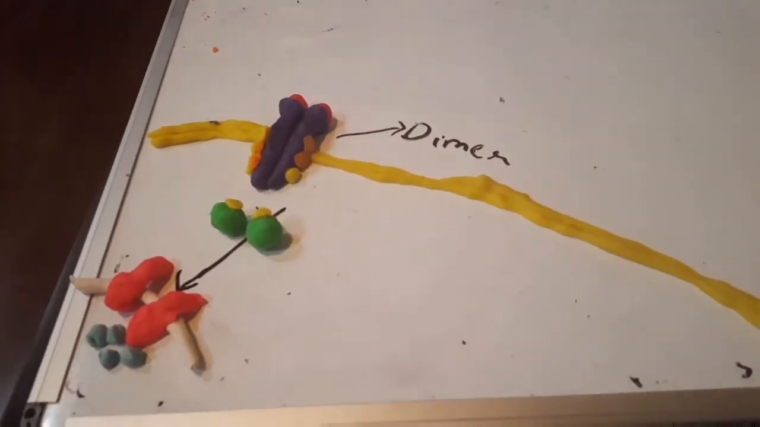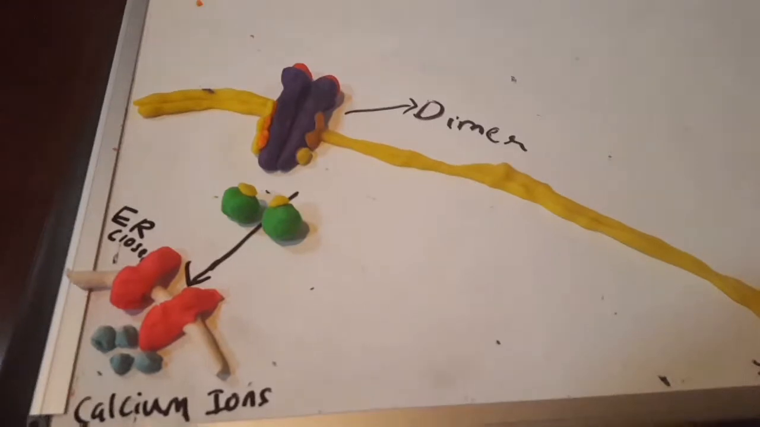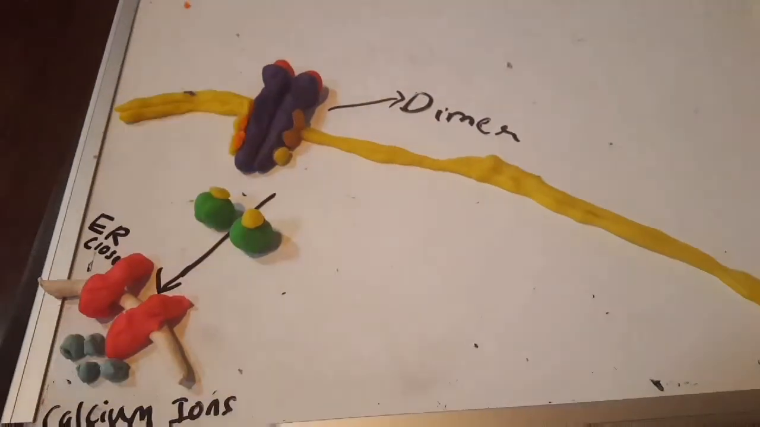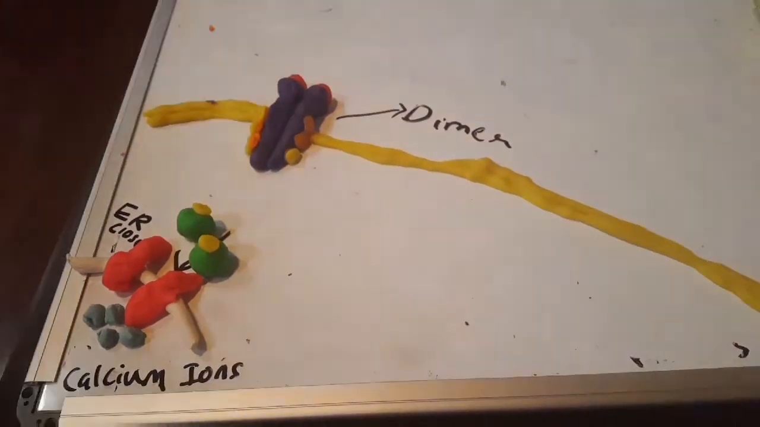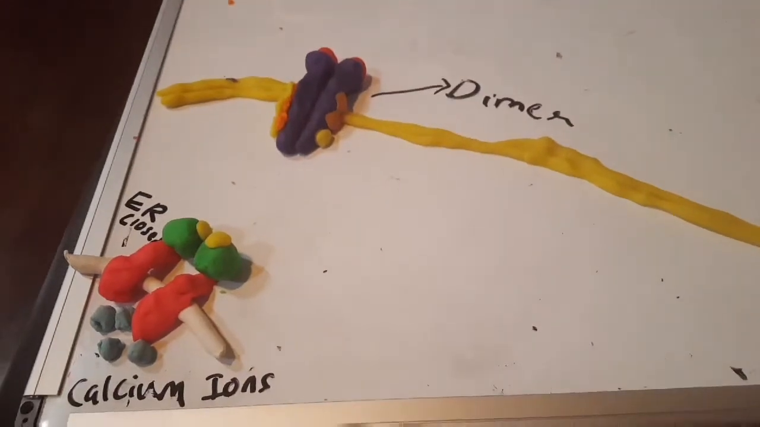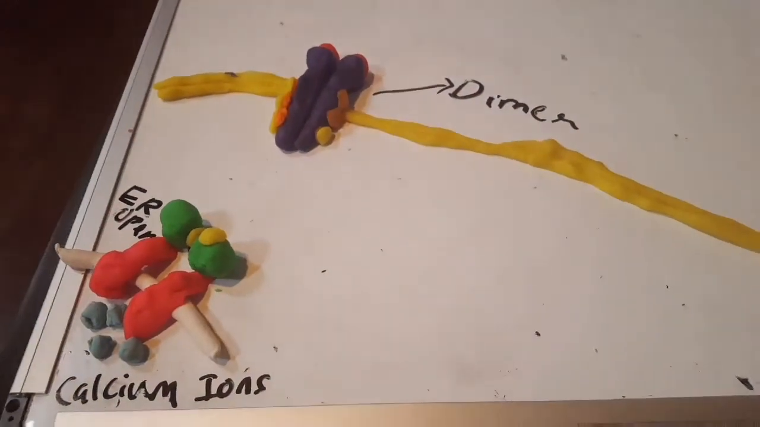Then they start bringing it down to the ER, which will then help open up the closed ion channel and bring the calcium ions outside.